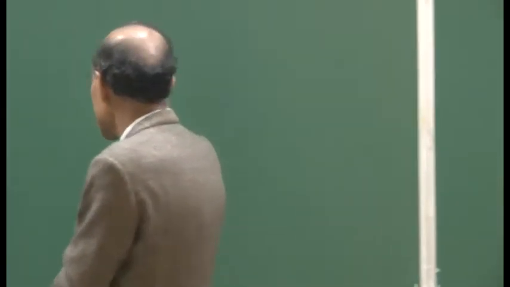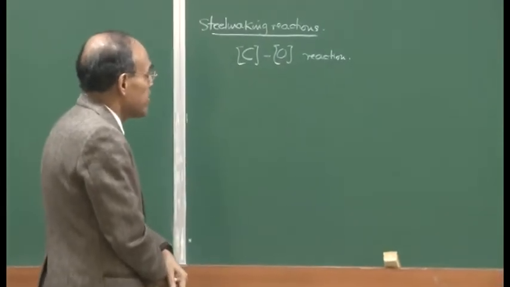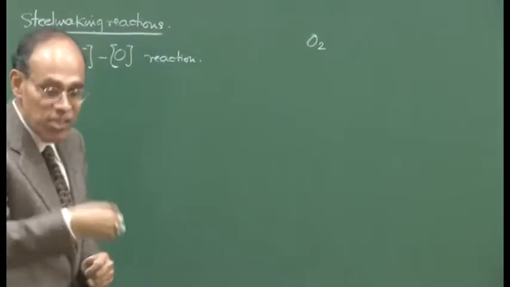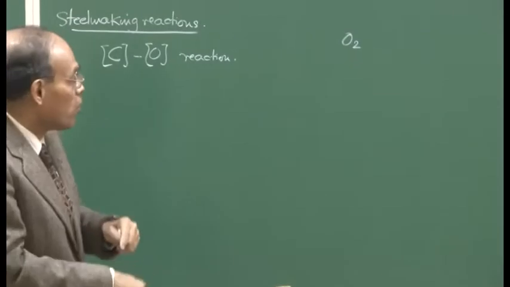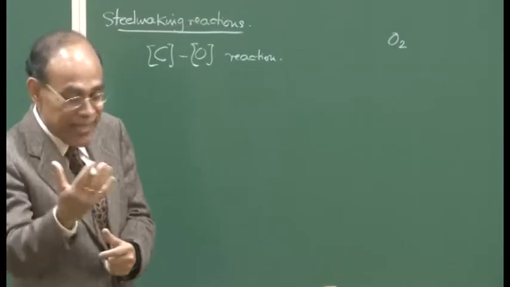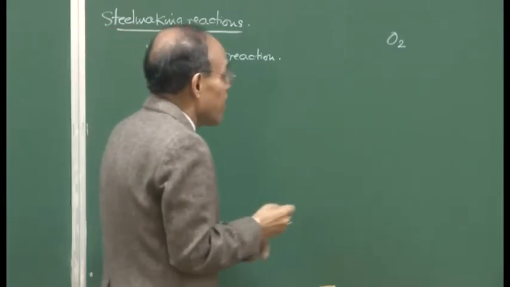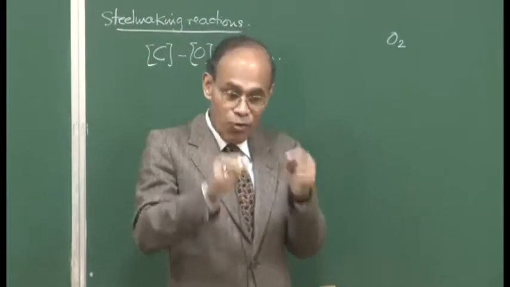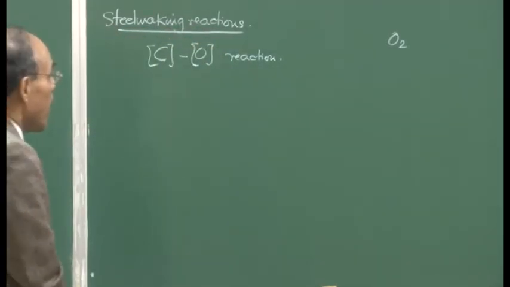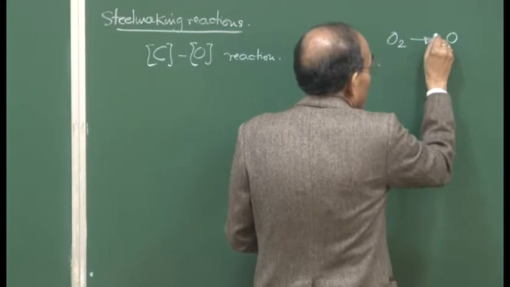Coming to the carbon oxygen reaction, let me quickly revise what I said. We have the oxygen which comes from the injected lance, or from the bottom tuyere, whichever may be the case. We will see later that we have a bottom blown oxygen steelmaking converter, of course, as well as a top blown oxygen steelmaking converter. I had indicated that top blown was the first configuration of the oxygen steelmaking process to be commissioned. And this oxygen injected into the melt gets dissolved.